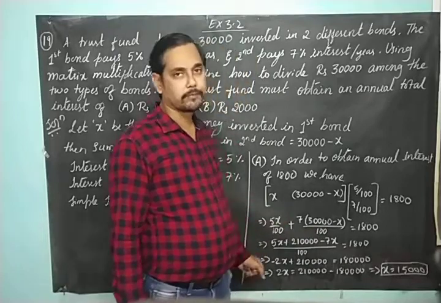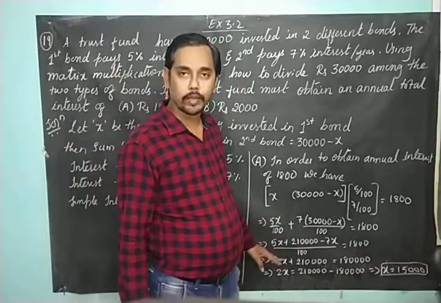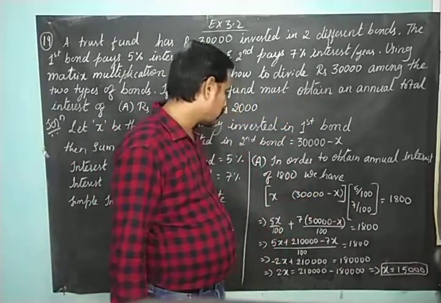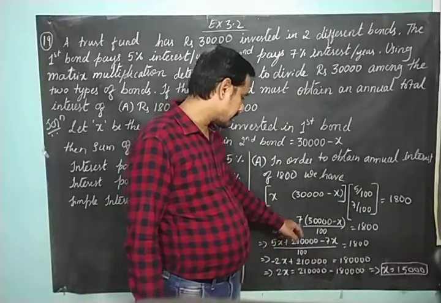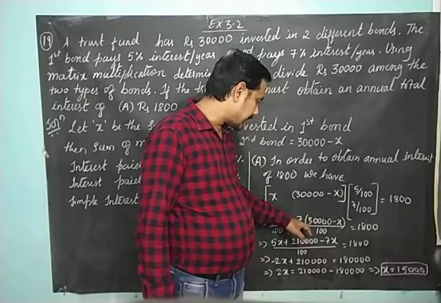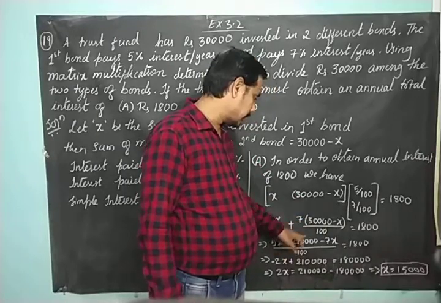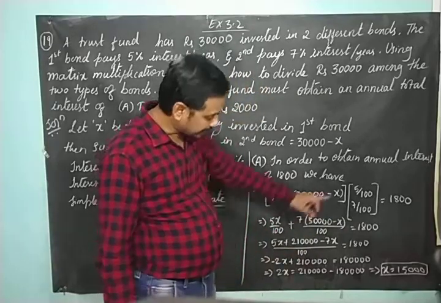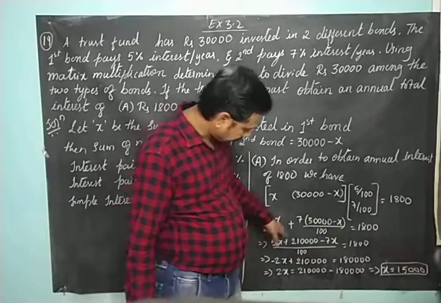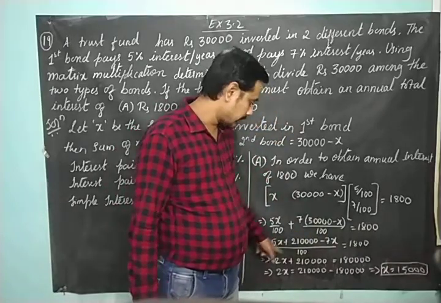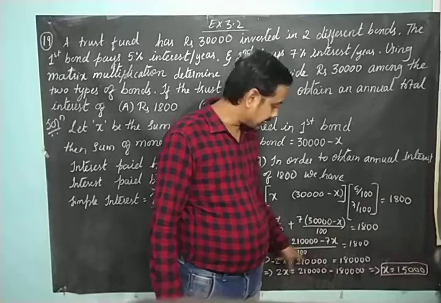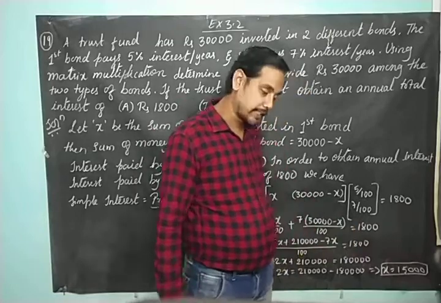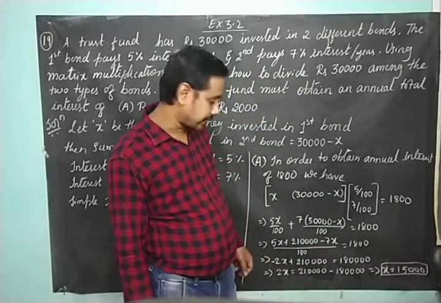Whether you represent it in matrix form or without matrix is okay, because there is only one element and 1800 as it is. So what is the LCM? 5x plus this whole thing, 7 into 30,000, that is 2,10,000 minus 7 into x, whole divided by 100 is the LCM, and that will be equal to 1800. Now what is 5x minus 7x? Minus 2x plus 2,10,000 as it is. Take this 100 to the other side, it gets multiplied with 1800, which becomes 1,80,000.